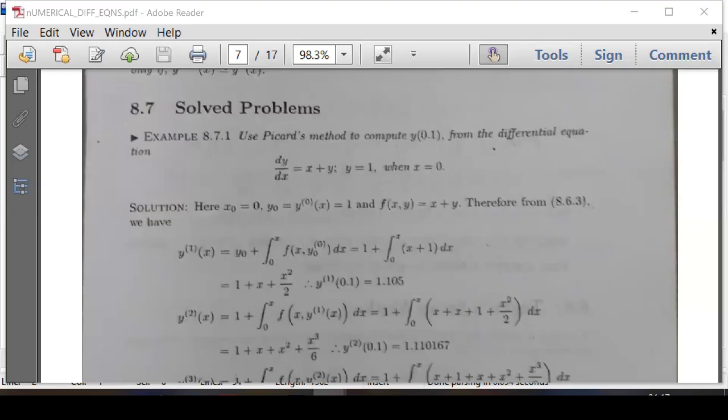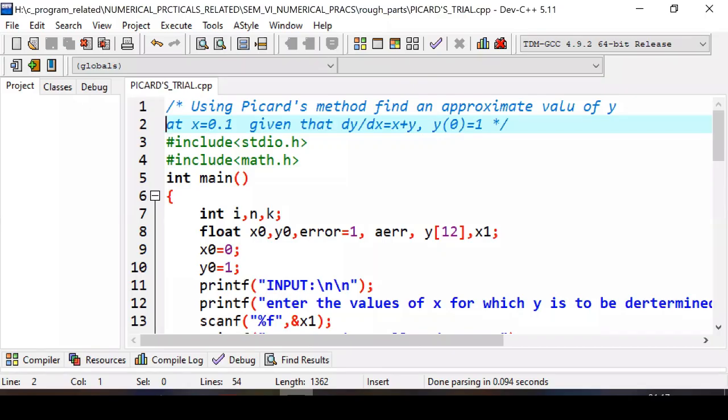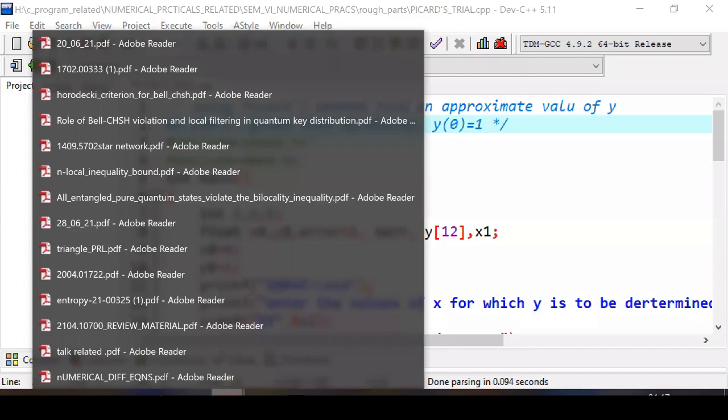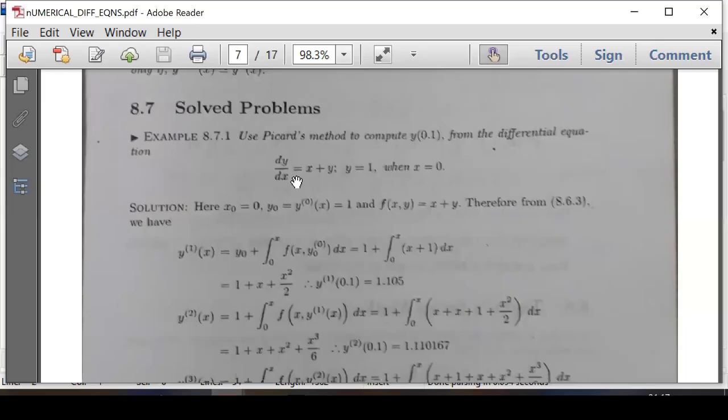Today we will see how to design the C program for doing Picard's method of numerically solving an ordinary differential equation. So let us consider that we are trying to do this particular problem. And for Picard's method, let me just mention at this point that, as we know, we have to calculate the integrals, right? So for the C programming, we have to just prepare these integrals, insert them in the program, and then design the program accordingly.